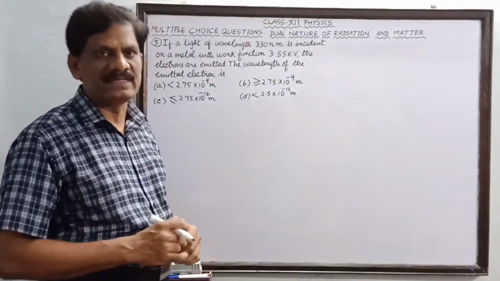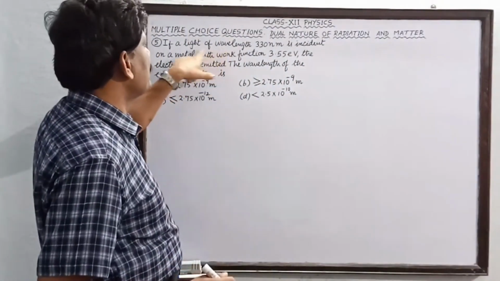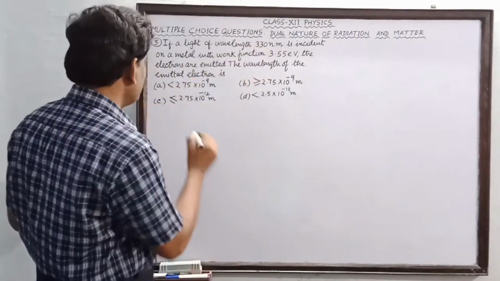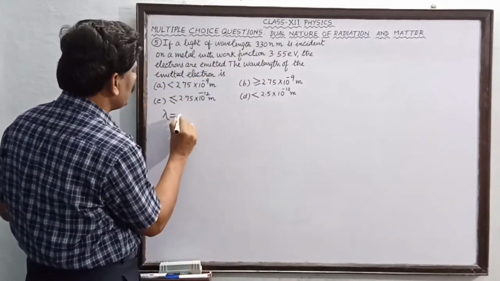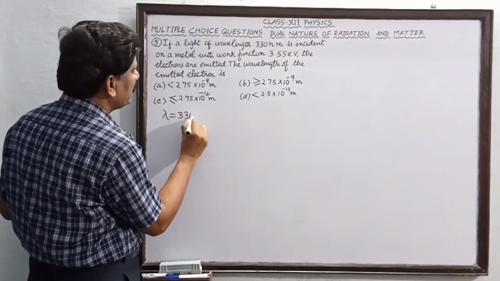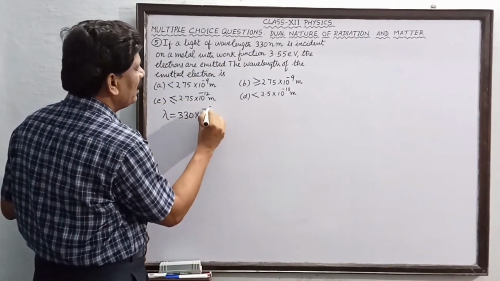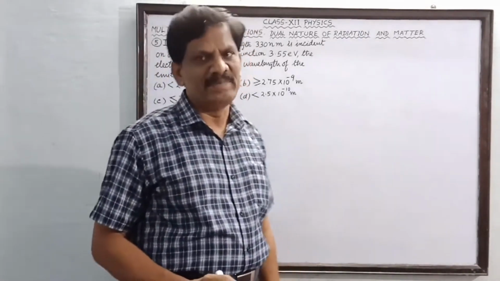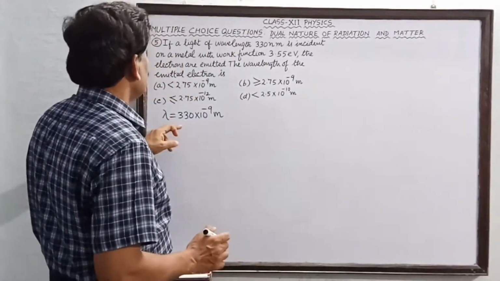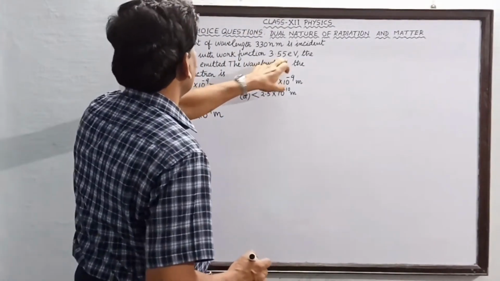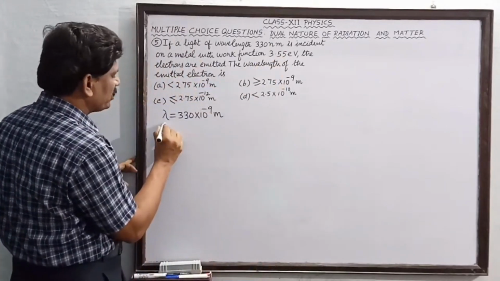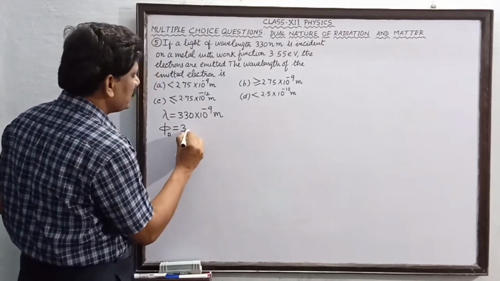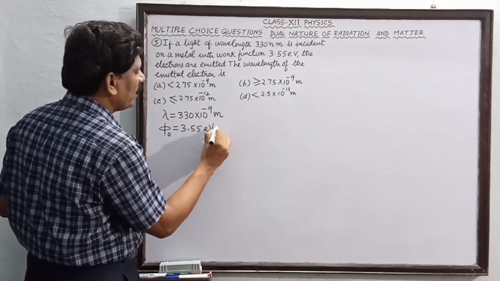Before that, I will write the given quantities. What is the incident wavelength? The incident wavelength lambda is equal to 330 nanometer, and nanometer is 10 power minus 9 meter. Then what is the work function? You see 3.55 electron volt. So the work function phi naught is equal to 3.55 electron volt.